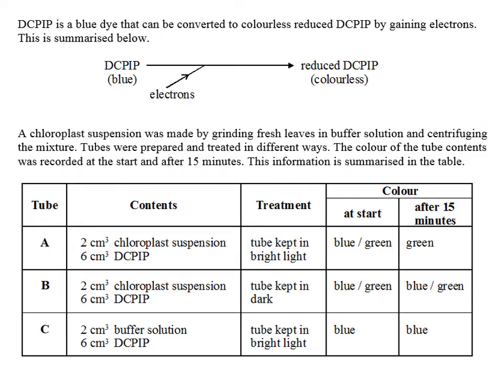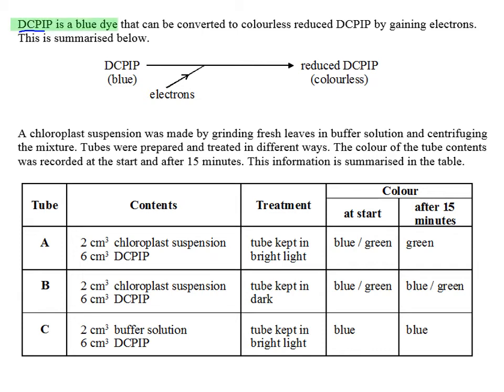Now in this question we're going to use a molecule called DCPIP. DCPIP is an artificial electron acceptor, and it's used very commonly in both photosynthesis and respiration experiments. When DCPIP is oxidized, that means it does not have electrons bound to it, and it is a blue colour.